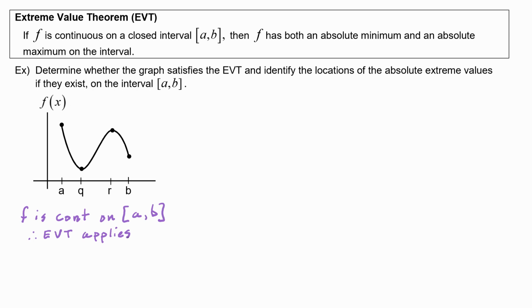Now, once the EVT applies, it tells us that it's guaranteed that f will have an absolute minimum and an absolute maximum on the interval. Now, on the interval from a to b, we see that the smallest y value happens right here at x equals q, so that means this will be the absolute min.